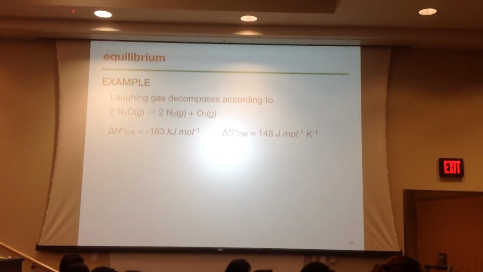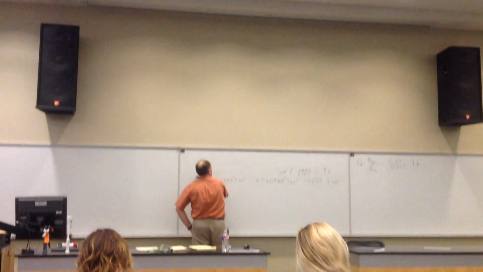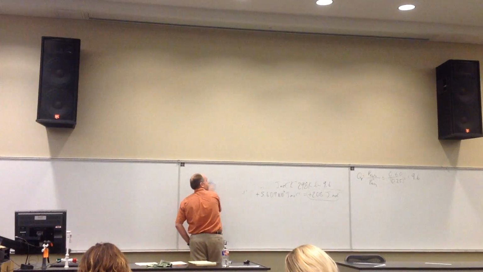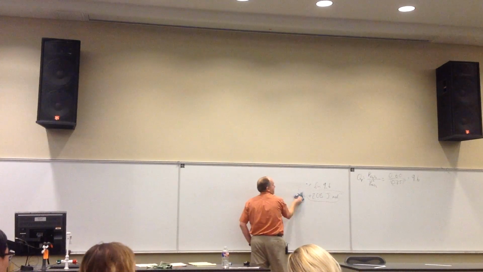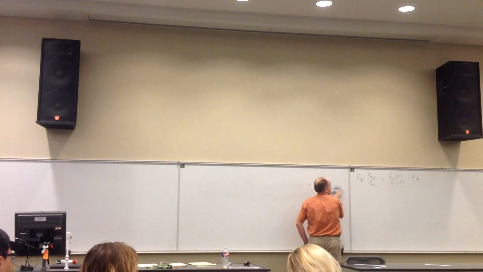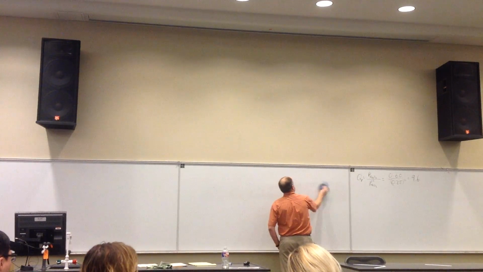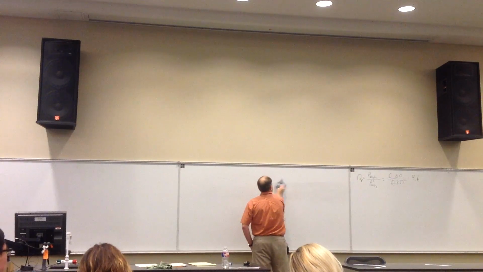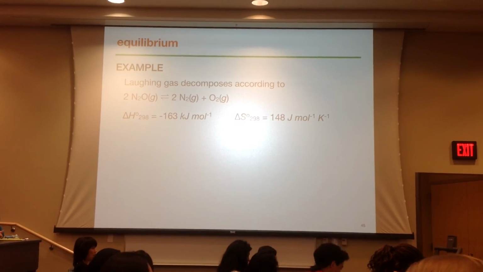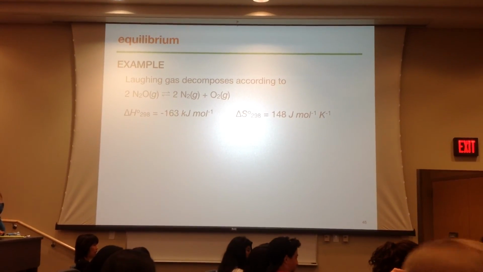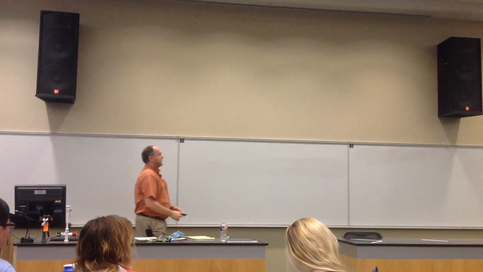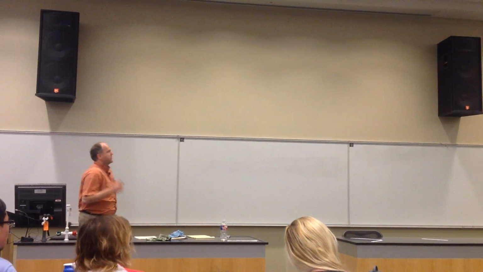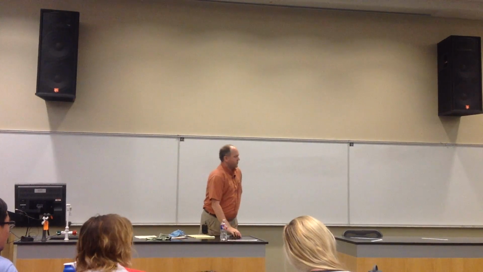Laughing gas decomposes according to the following. 2 moles of dinitrogen oxide decompose to give me 2 moles of nitrogen and 1 mole of oxygen. Delta H at 298 is equal to minus 163 kilojoules per mole. Delta S0 at 298 is equal to 148 joules per mole per Kelvin. All right, so there's the problem statement. Question: what is Kp at 25 degrees C?